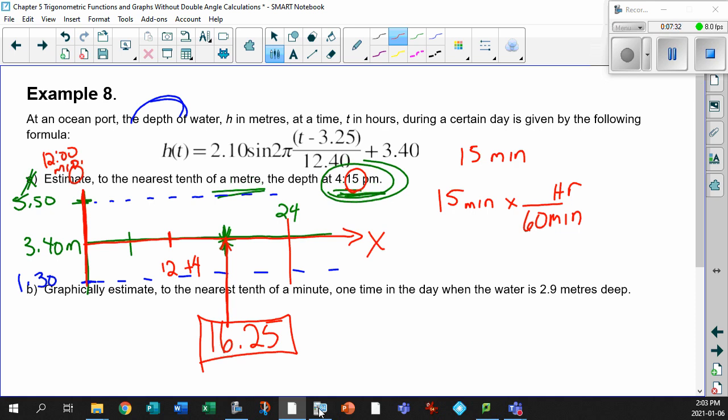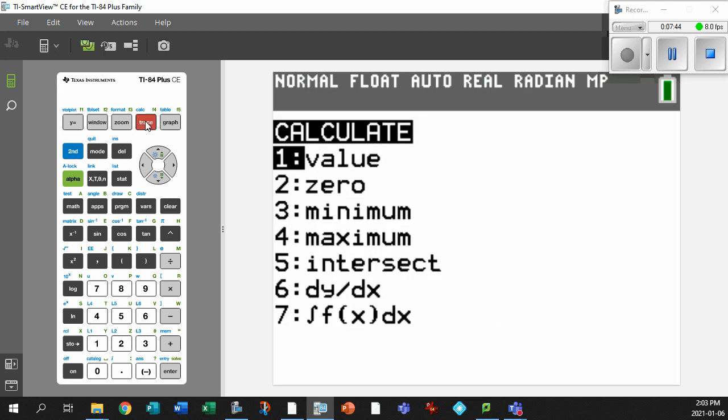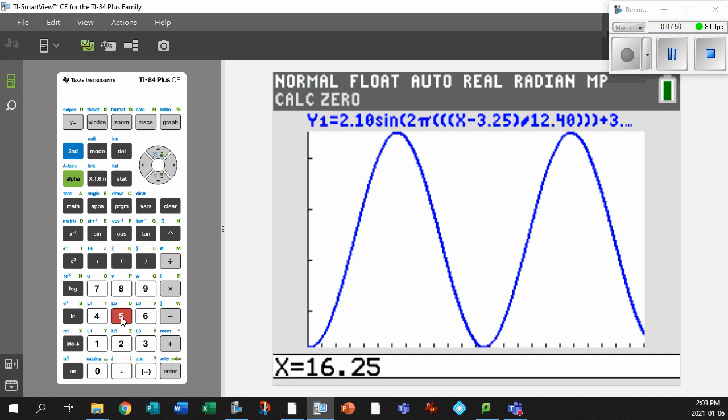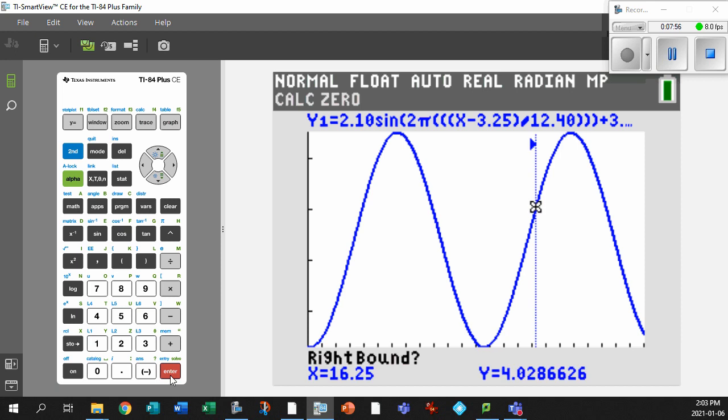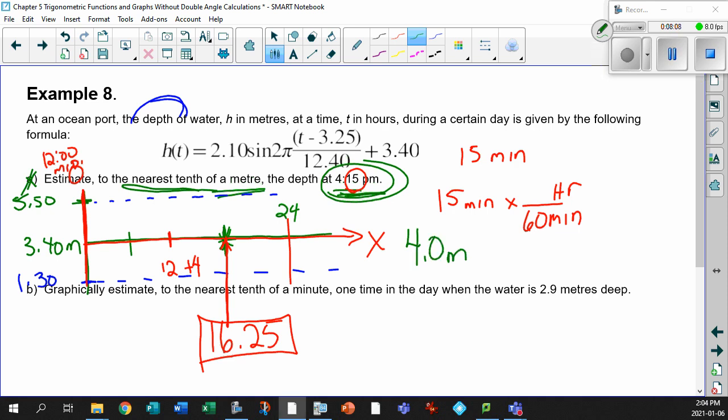So what are we after then? Oh, real simple. Let's go back to the graph. We are on the x-axis at 16.25, right? Okay, second calc. Let's find the value at 16.25. There's our x value, there's our time, 16.25. Boom. Answer is, there's your depth, 4.02. Go back to the question. To the nearest tenth of a meter, this is going to be 4.0 meters at 4:15 in the afternoon. You got it?